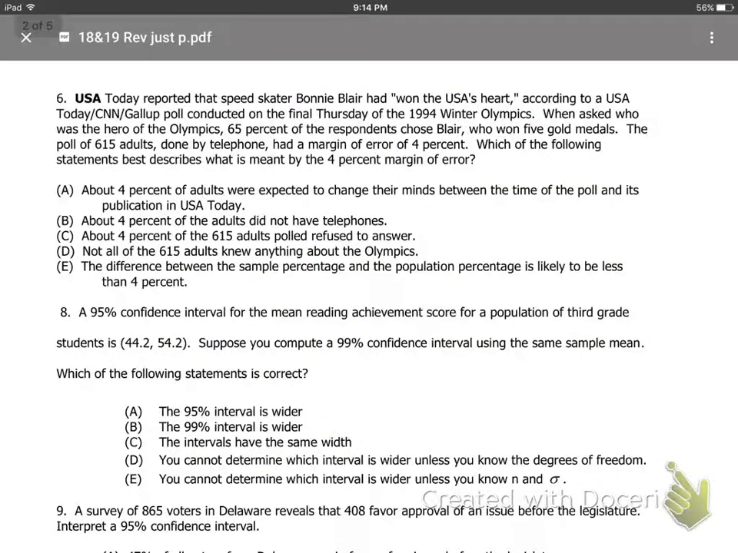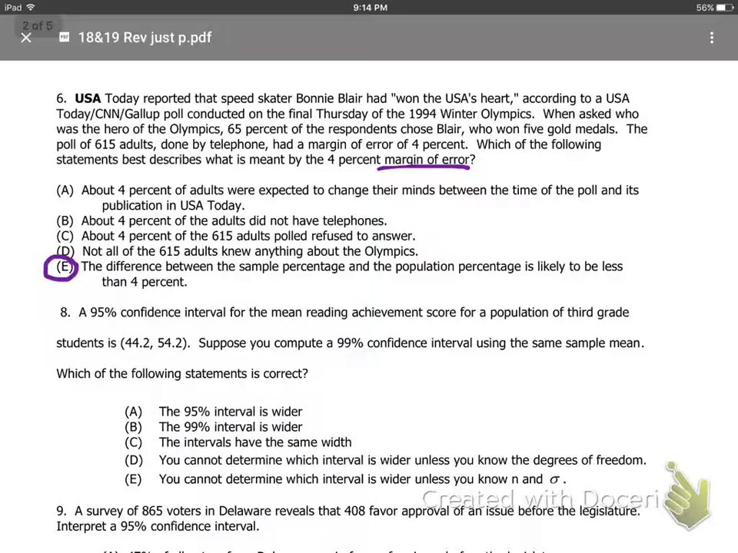Okay, number 6 is a little bit lengthy, so why don't you read it? Basically, they want to know what is meant by a margin of error. And I recommend that you read about this in the book, okay? But the answer is E, okay? Has nothing to do with the fact they are using telephones or the telephones don't work or whether or not people knew about anything. It has to do with statistics.